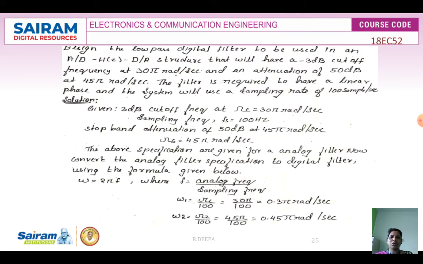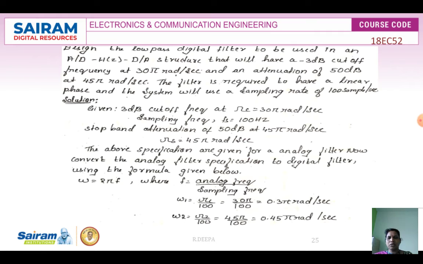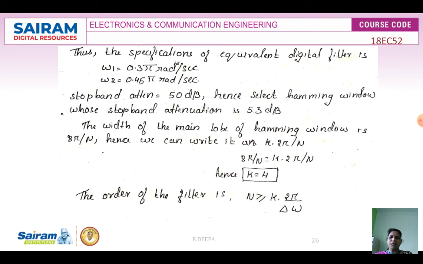And based on the stop band attenuation we can calculate what is the window to be used, okay. Since the stop band attenuation is 50 dB, I can say that the Hamming window is having a stop band attenuation of 53 dB. So choosing the Hamming window will be the right one, and we got omega 1 and omega 2 also, right, and with that we'll be able to find out what is the value of n, okay.